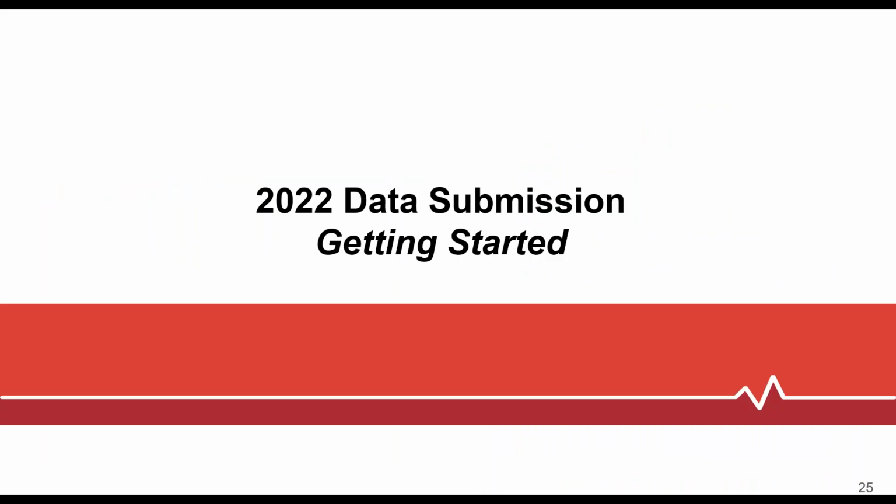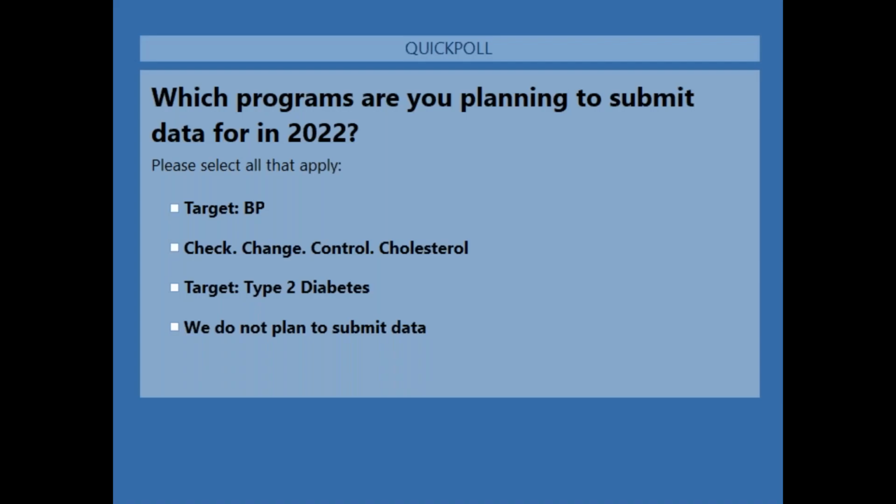Before we get started on data submission tips, let's go ahead and do another poll on which programs you intend to submit data for this year. I'll go ahead and launch that now and give you a moment to answer. Are you planning to submit for Target BP, Check Change Control Cholesterol, and Target Type 2 Diabetes? We're hoping that we're seeing multiple programs. I'm seeing almost 100%. We're at 95% for Target BP, and about half of our current participants are planning on participating in the other two programs as well. It looks like it is slowing down, so I'll give it just 2 more seconds and then I'll close it out.